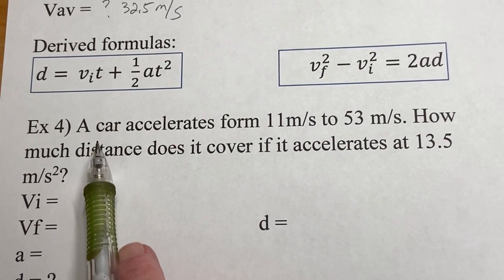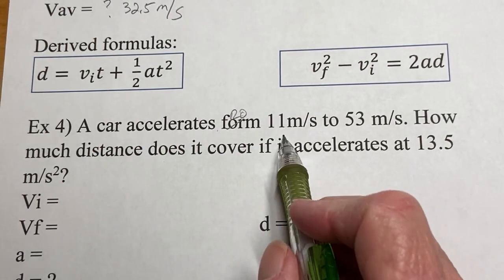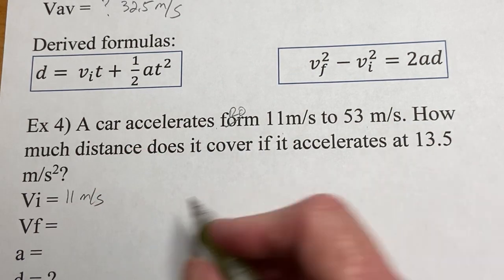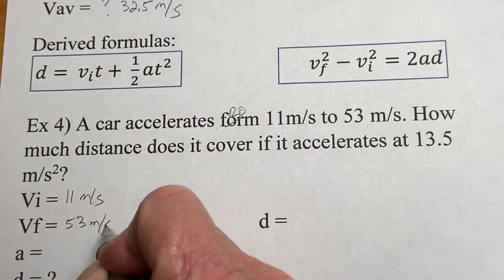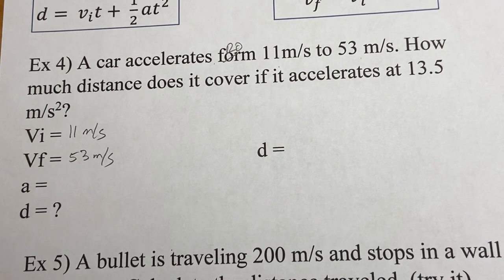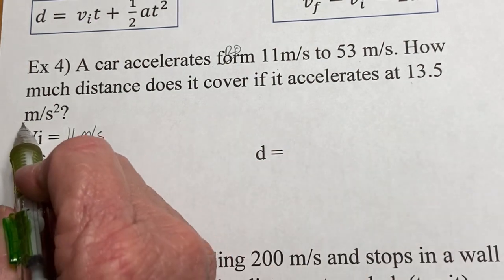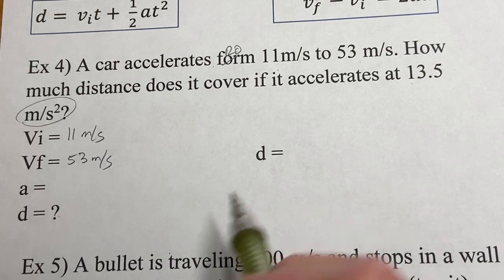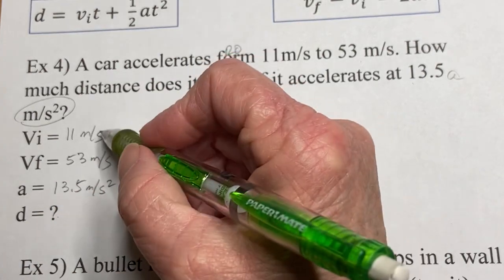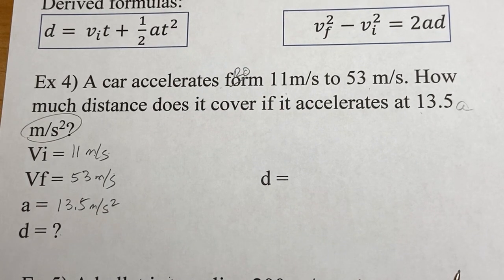All right, so I'm going to have a car that's going to accelerate from 11 meters per second to 53. So I'm going to initially be 11, and then later I'm going to be 53. Again, it's not about really being final, it's just the one that's later. How much distance does it cover? That's a question mark. If it accelerates, remember, as soon as you see meters per second squared, that's an acceleration. So I have 13.5 meters per second squared. Everything's in seconds, everything's in meters. I don't need to convert anything.